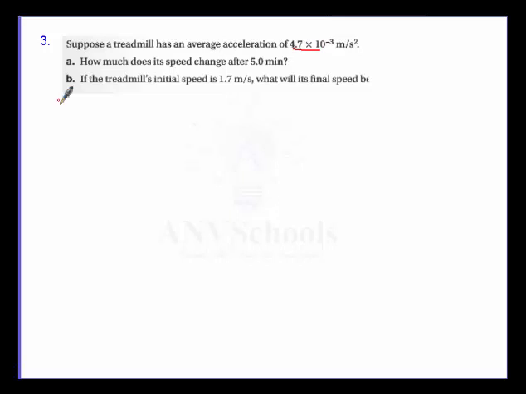So let's list down the given quantities. The value of acceleration is 4.7 multiplied by 10 to the power of negative 3 meter per second square. And t is given. t is the change in time, which is 5 minutes. We know that the unit of time is second, so we have to change the minutes into seconds. 5 times 60 will be 300 seconds.